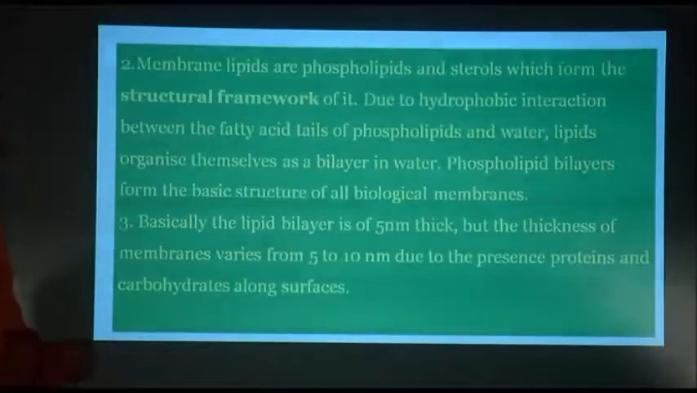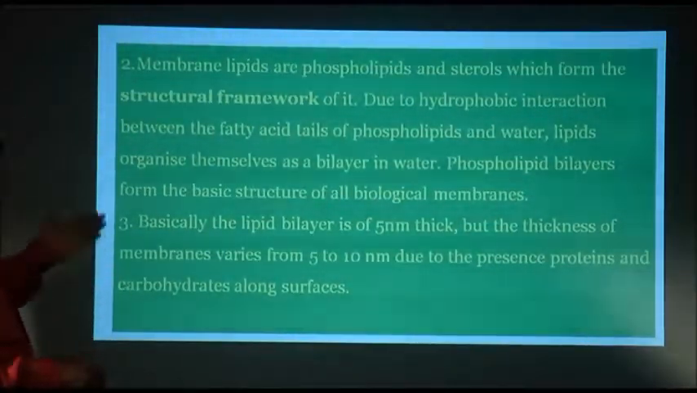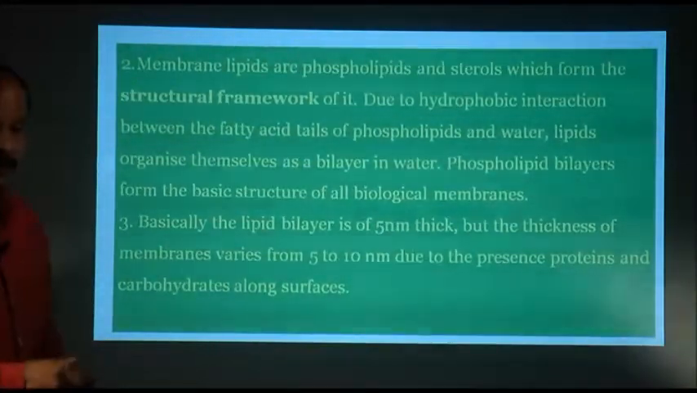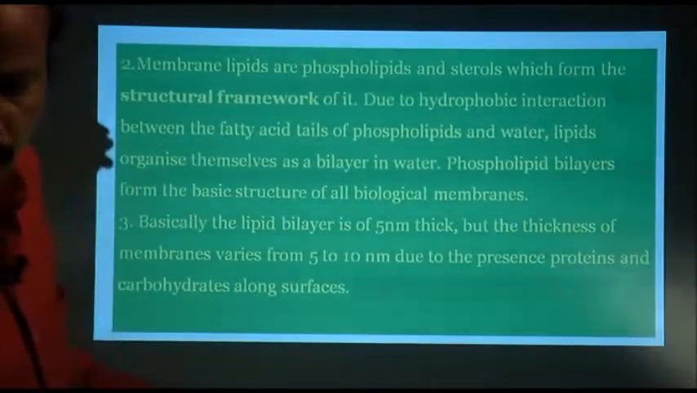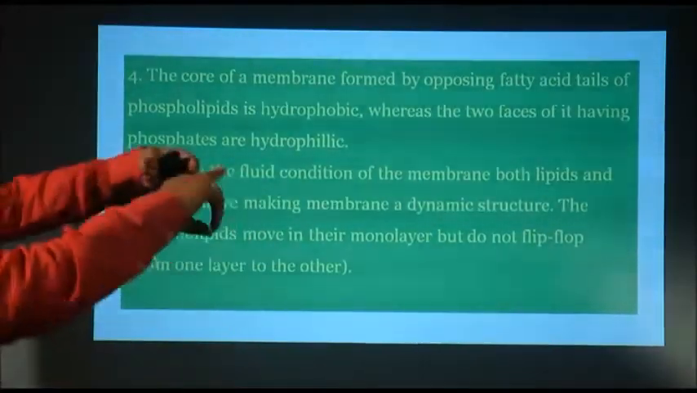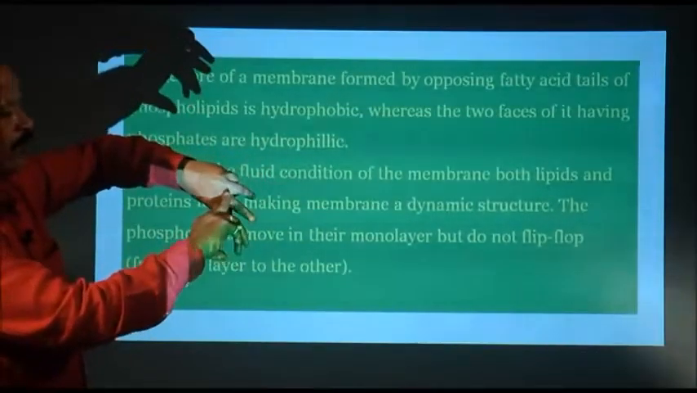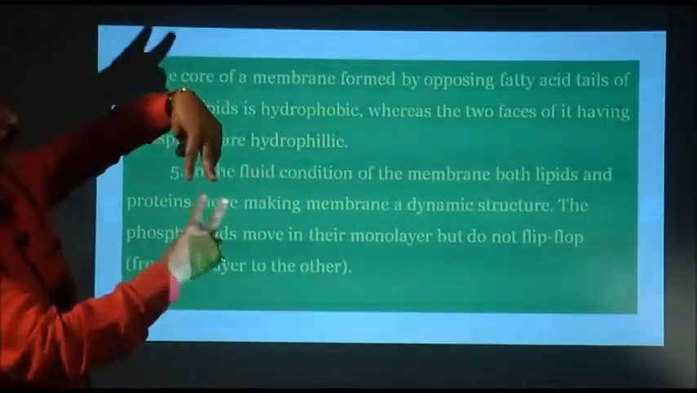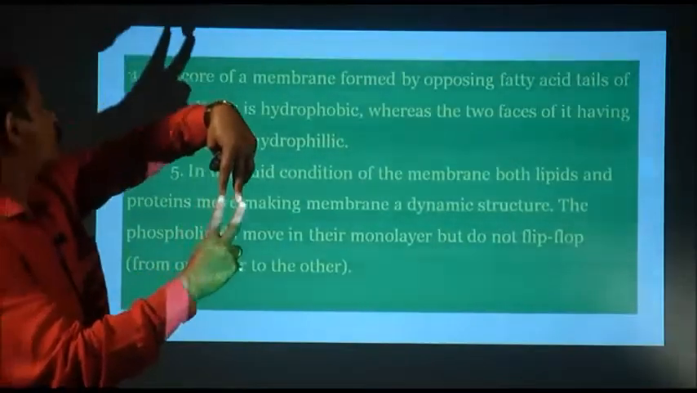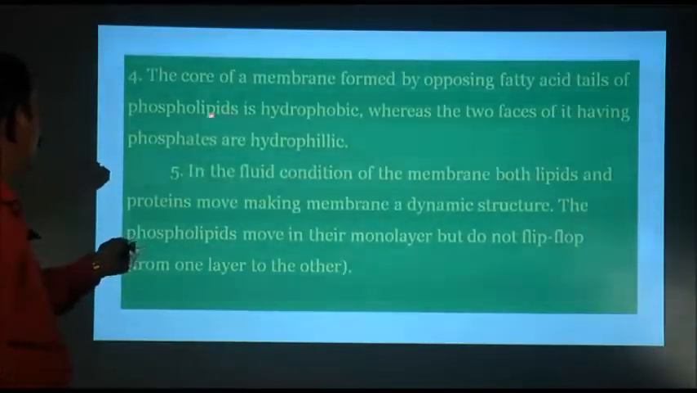So basically the lipid bilayer is 5 nanometer thick, but the thickness of the membrane varies from 5 to 10 nanometer due to the presence of proteins and carbohydrates. We will see how they affect the thickness of the membrane. Okay. So now the core of the membrane is formed by opposing fatty acid tails. If you see, these are the two fatty acid tails of this phospholipid and these are two. In this way they oppose each other to form the core as I explained. So the core is very important.